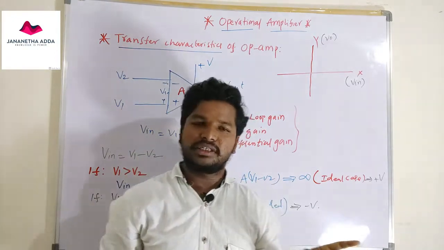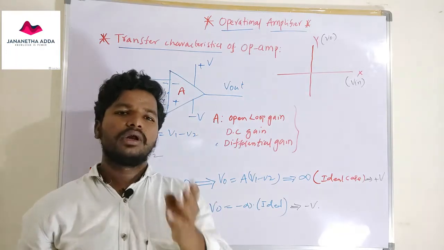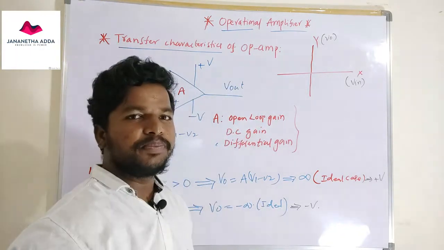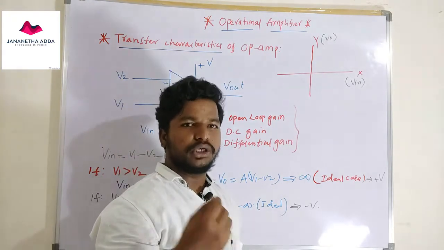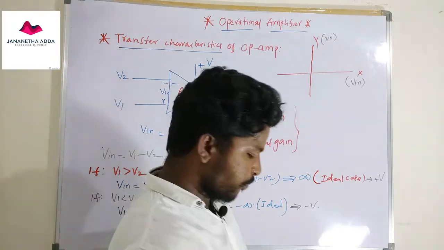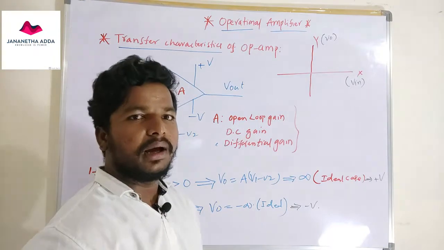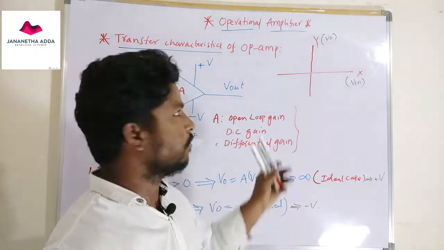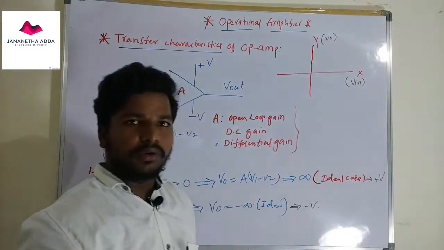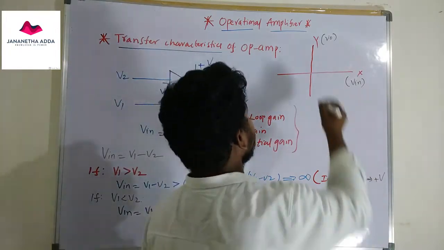But we also discussed in the previous video that when V1 equals V2, the output should ideally be 0, but practically it will not provide a zero offset; it will provide 5 millivolts to 10 millivolts. But till now we are discussing only the ideal characteristics of our operational amplifier. So I am assuming that when V1 equals V2 equals 0, the output will also be 0.